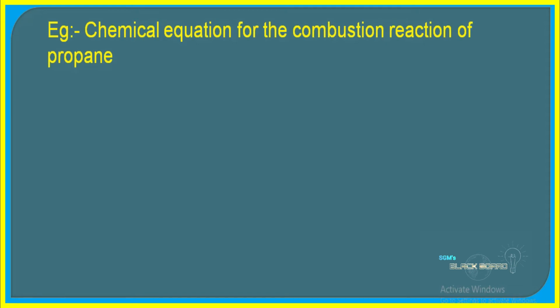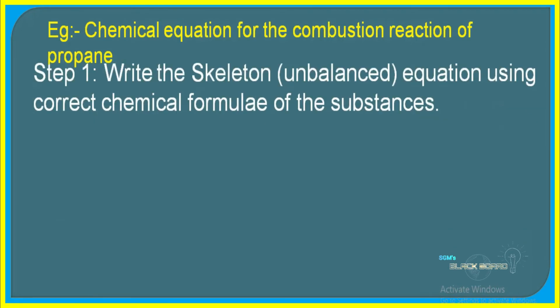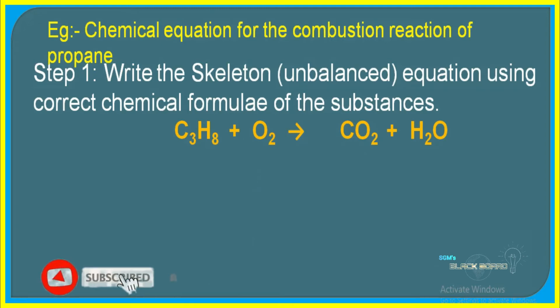Chemical equation for the combustion reaction of propane. In the first step, we should write the skeleton equation, that is, an unbalanced equation using correct chemical formulae of the substances. Here, propane C3H8 combustion reaction means burning in air, means reacting with oxygen. So here it is plus O2, it gives CO2 plus H2O. So this is called an unbalanced equation or skeleton equation.